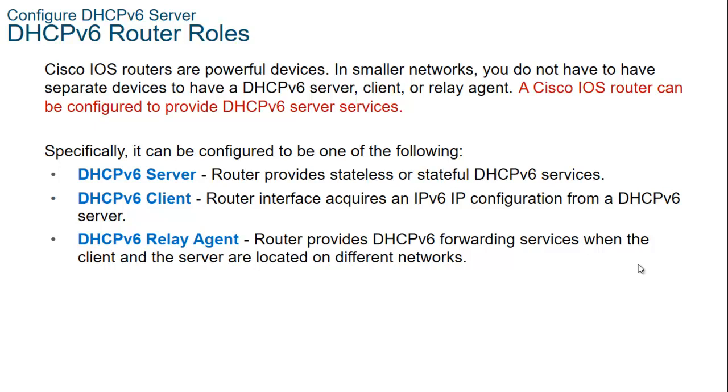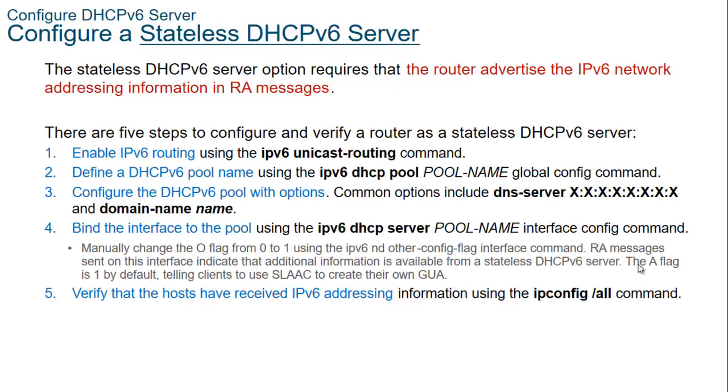Or it can be a relay agent, where the router provides DHCP version 6 forwarding services when the client and the server are located on different networks.